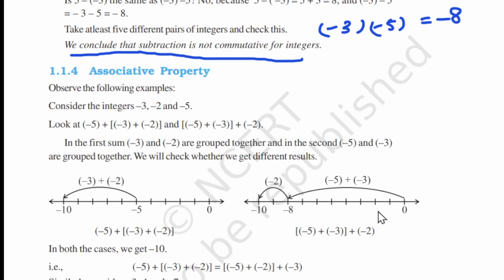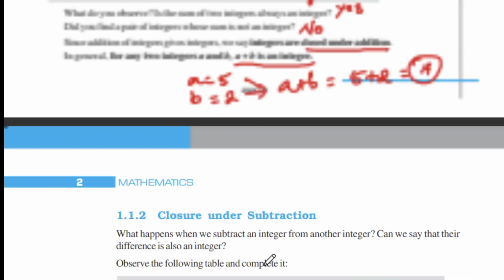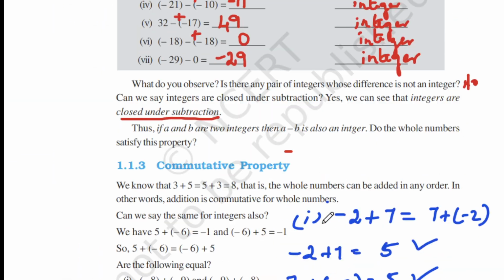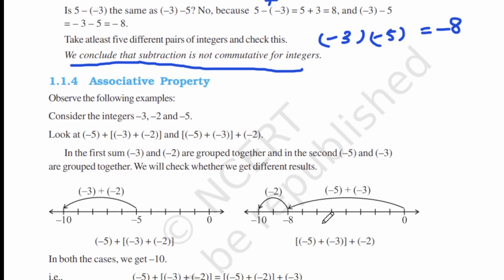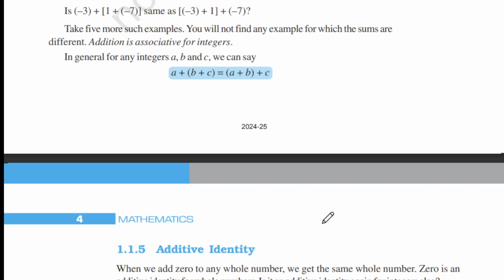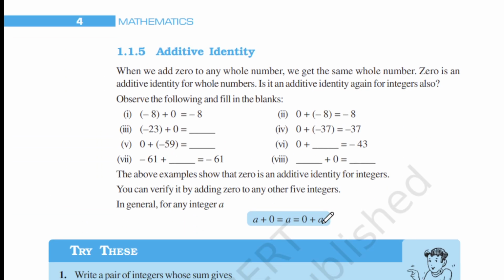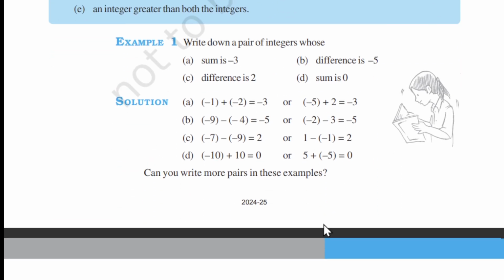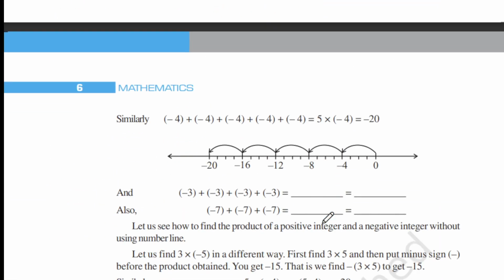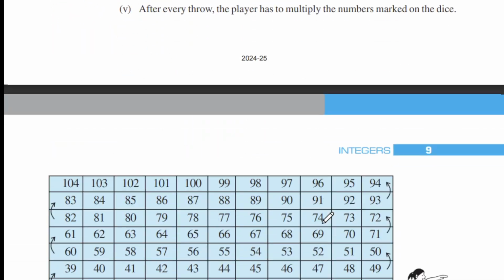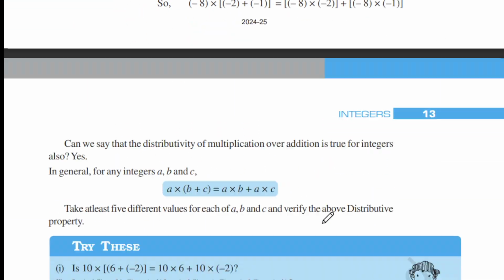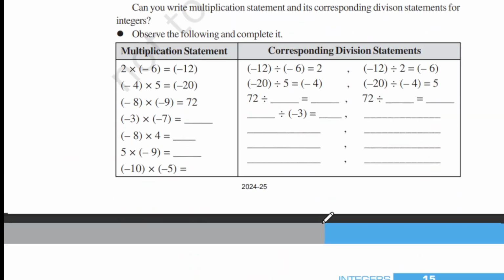Okay, let's see the associative property. Now we have completed closure under addition and subtraction and the commutative property. We still have the associative property and the additive identity. Once we complete those, we will go to example 1 and the exercises. We still have many to complete in integers. We will see them one by one.